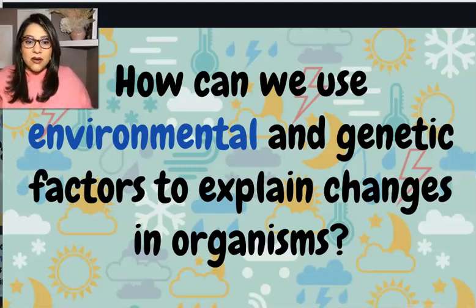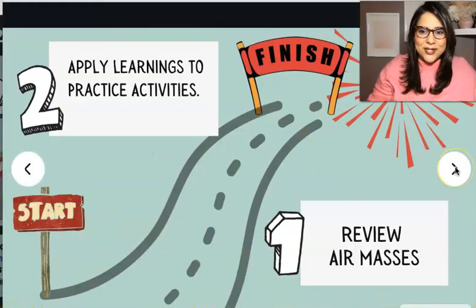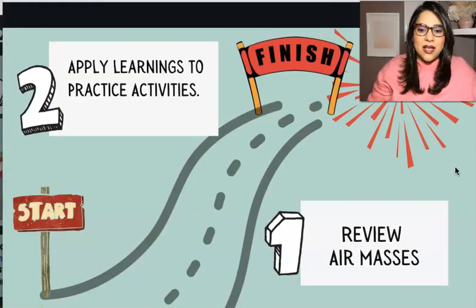In this video, we're going to continue to investigate our unit question, which is how can we use environmental and genetic factors to explain changes in organisms? However, we're going to focus on the environmental factors, starting with air masses. So in our journey today, we're going to make two stops. The first is a review of air masses, and the second is applying our learnings to some practice activities.